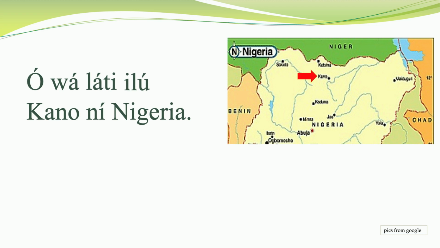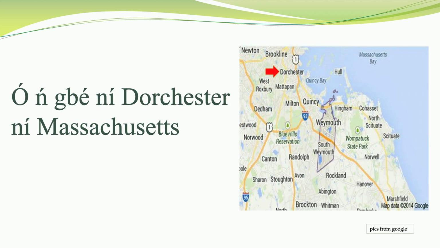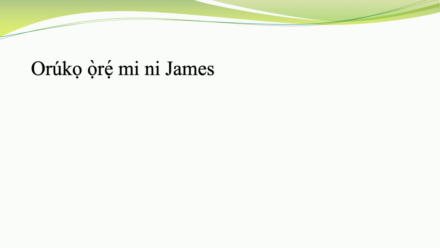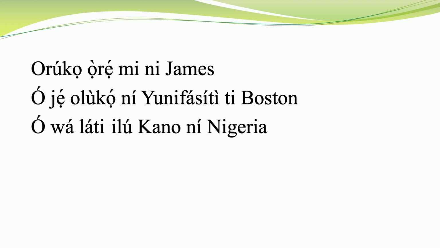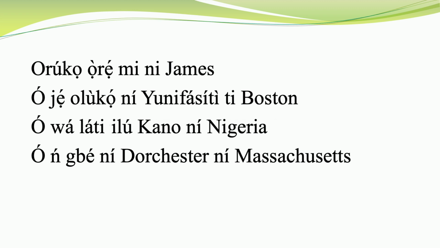Ó wá láti ìlú Kano in Nigeria. You can see the place where he's from in Nigeria. Ó ń gbé ní Dorchester in Massachusetts. That's the map of Massachusetts, and that's Dorchester there with the red arrow. So that's all about my friend James. Orúkọ ọ̀rẹ́ mi ni James. Ó jẹ́ olùkọ́ ní University Boston. Ó wá láti ìlú Kano ní Nigeria. Ó ń gbé ní Dorchester ní Massachusetts. Ó fẹ́ràn láti kàwé. Okay, 5 important things about my friend.